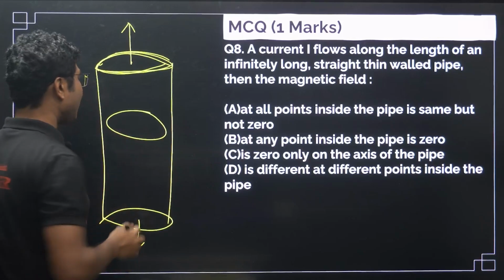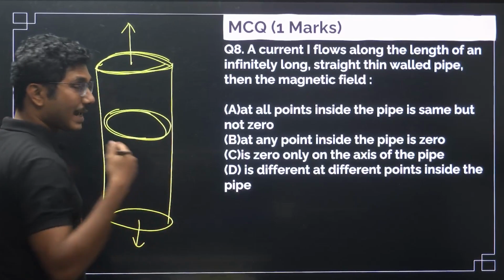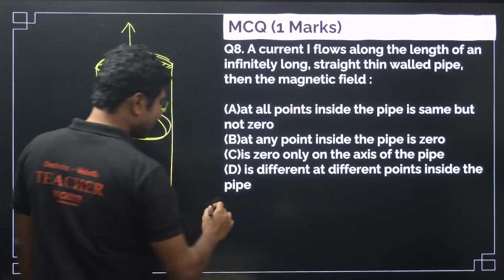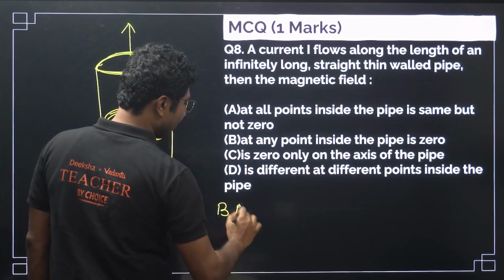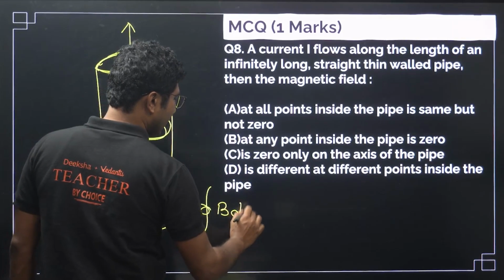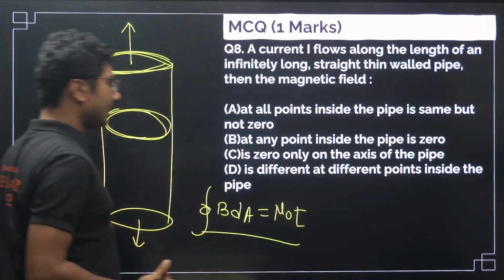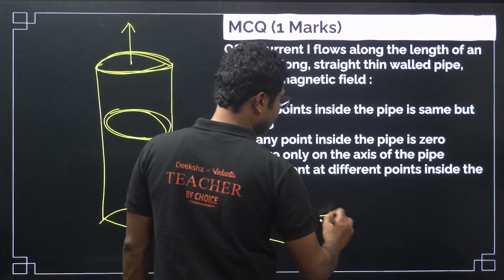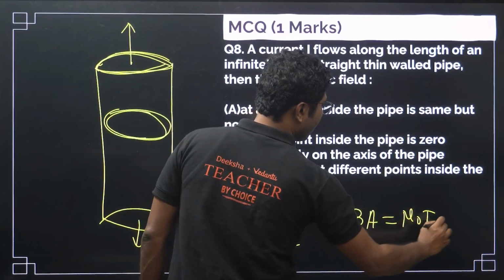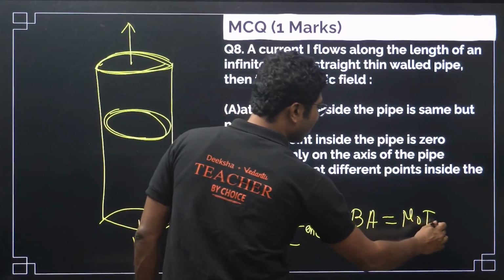So, for any point inside the thin wall, if you consider an Amperean loop and apply Ampere's law, that states that integral B dot dl equals mu naught I. Now, for simplicity, if B is not changing, then we can write this equation as B into length equals mu naught I. Here I is, similar to Gauss's law, it will be I enclosed.